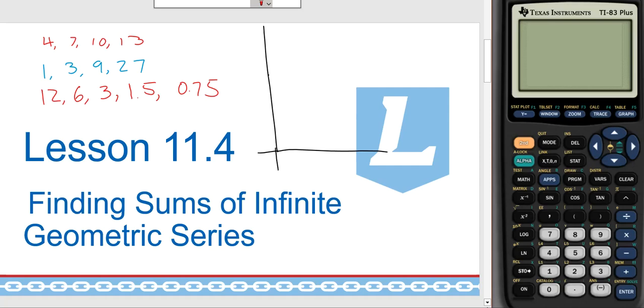Looking at finding the sums of infinite geometric series. Just a quick review, we've looked at arithmetic series, like we have here in red. It's always a common difference, so we add 3 to each of those terms to get the next term. And if I graphed that, it would be a linear equation, and the slope on that would actually be 3, from this common difference of 3.